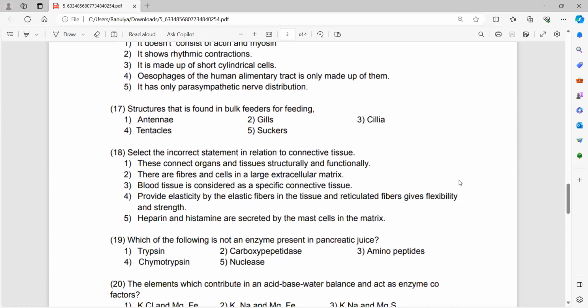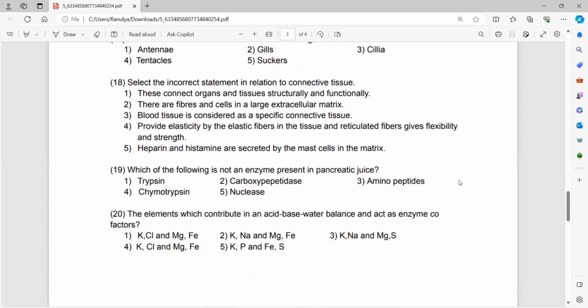Question number 17. Structures that are found in bulk feeders for feeding. Bulk feeders contain tentacles. Answer number 4. Question number 18. Select the incorrect statement in relation to connective tissue.